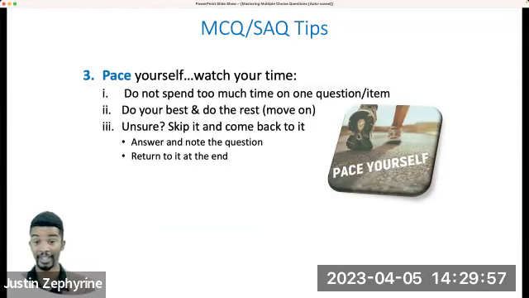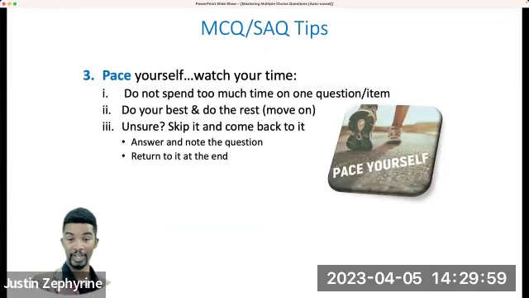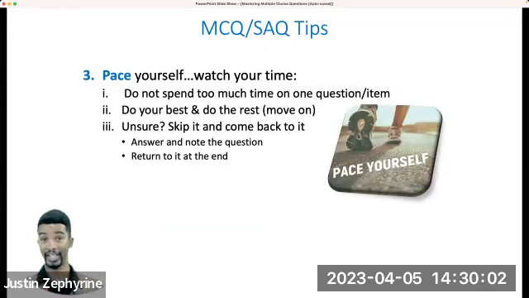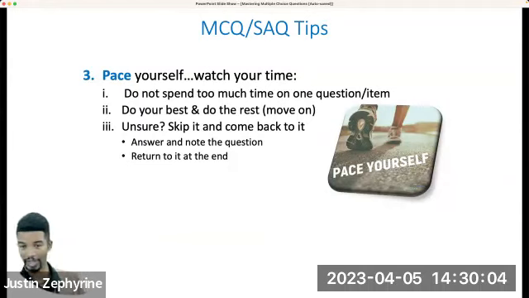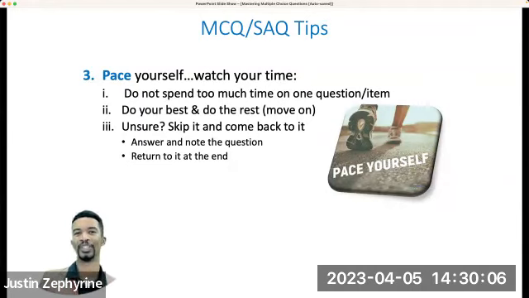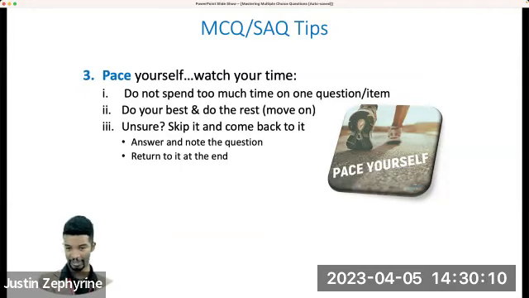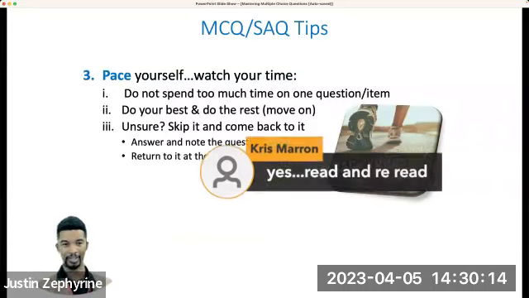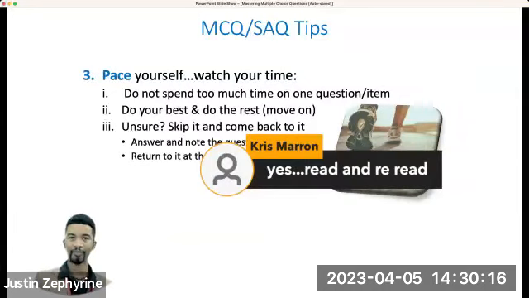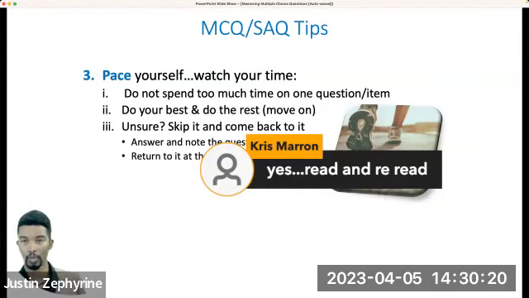I see Chris is saying, read, yes, read and reread and reread again, right? I'll ask Mr. Muhammad to highlight that comment too, because that is some good advice there, Chris. Read and reread and reread again. I know it sounds redundant, but it's intentionally so, right? And yes, pace yourself. So watch your time.